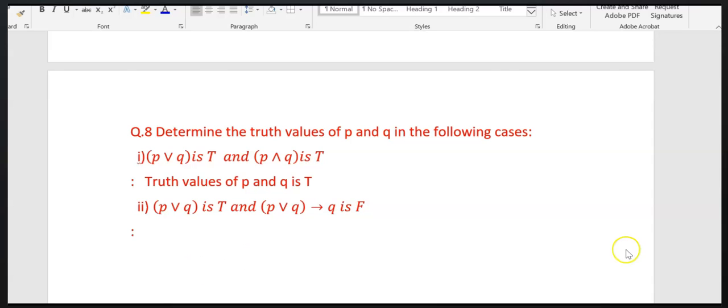Second, P or Q is true and P or Q implies Q is F. Now it's clear that Q is F, as P or Q implies P is true.